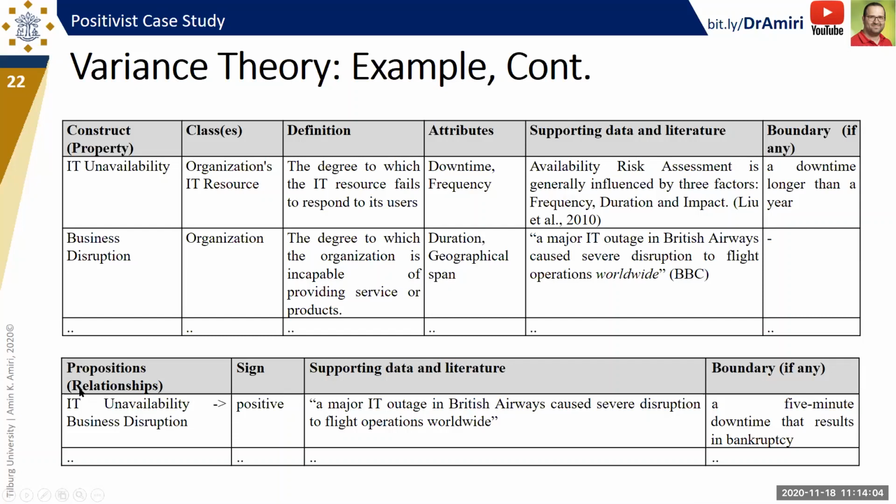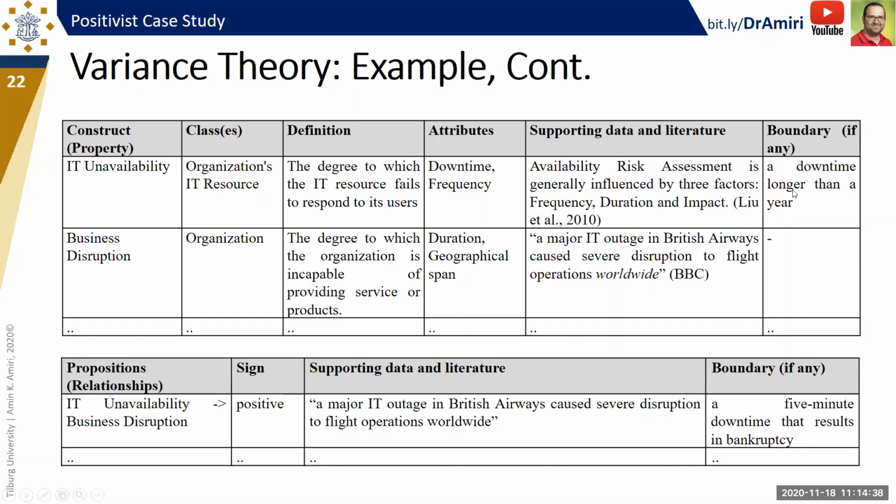And you also need to provide a second table of relationships. Increasing IT unavailability will positively influence business disruption. You provide some examples here, but don't forget that you also need to provide that F, which is not provided in this case. But you need to provide these two tables. And if there is a boundary, you need to provide it. For example, you would say that a 5-minute downtime that resulted in bankruptcy cannot be explained by my theory.